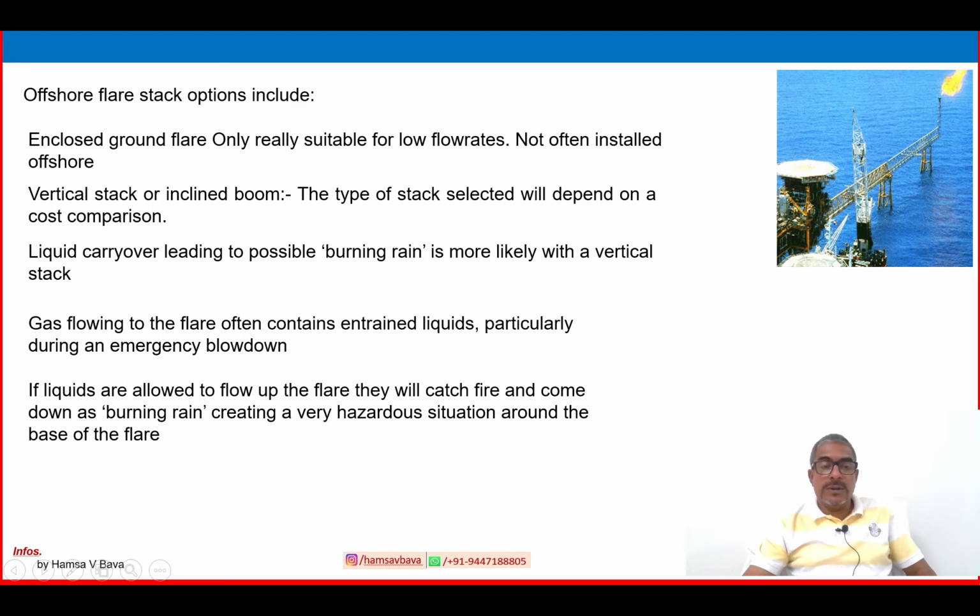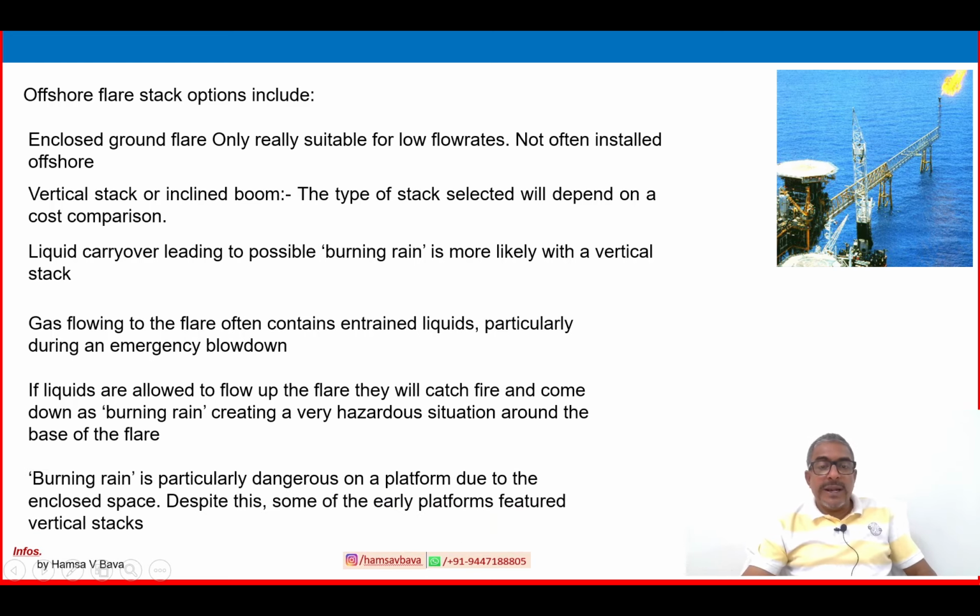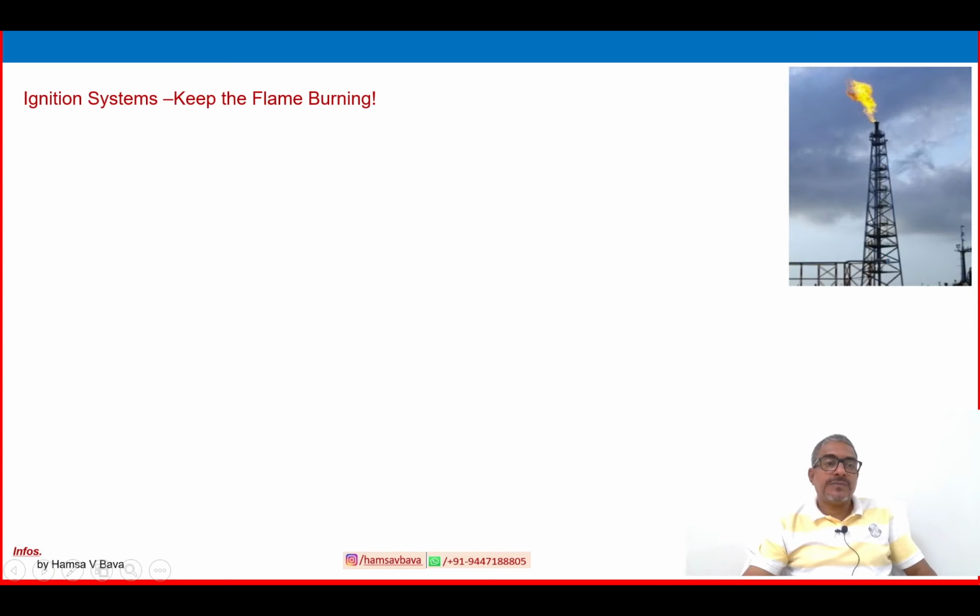Emergency blowdown. No. If liquids are allowed to blow up in the flare, they will catch fire and come down as a burning rain, creating a very hazardous situation around the base of the flare, or a sudden release of excess gas, more gas than the design capacity. Burning rain is particularly dangerous on a platform due to the enclosed space. Despite this, some of the early platforms featured vertical stacks.